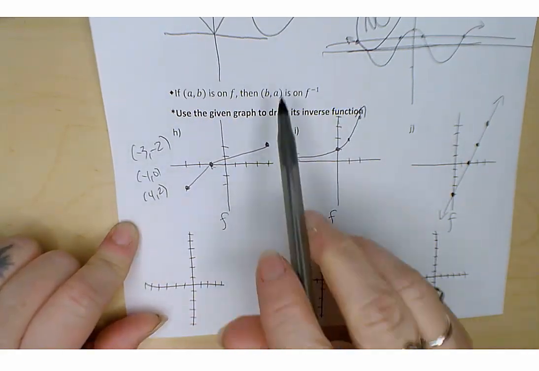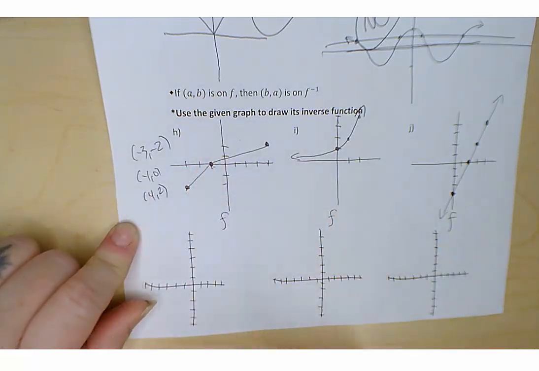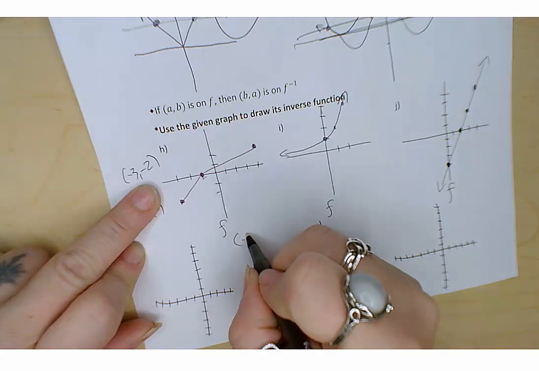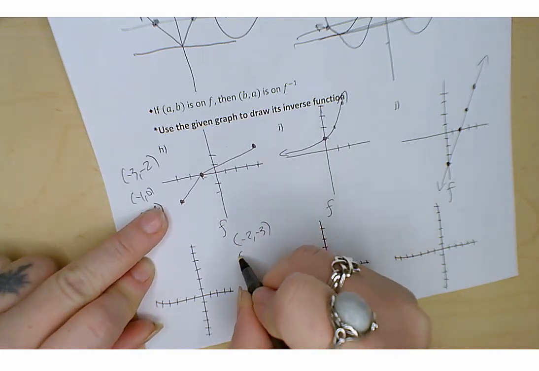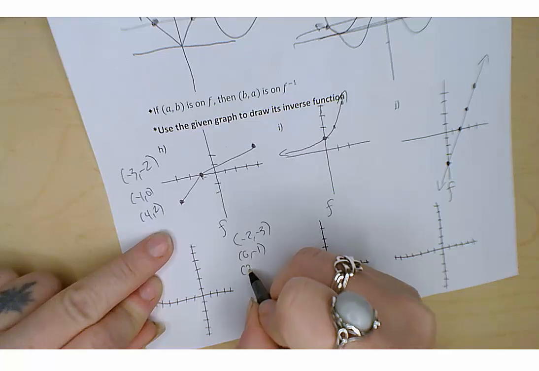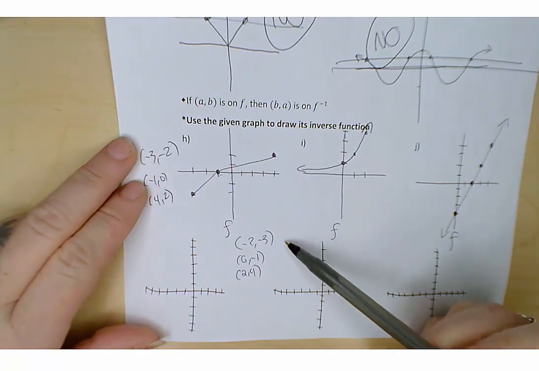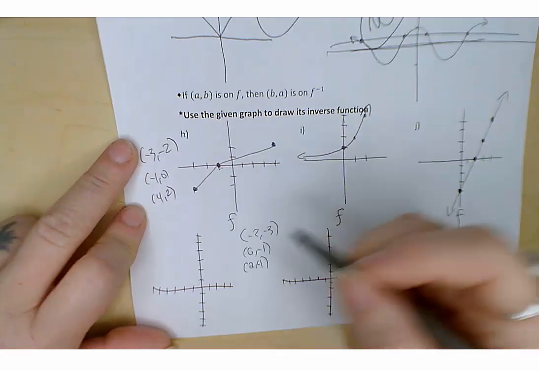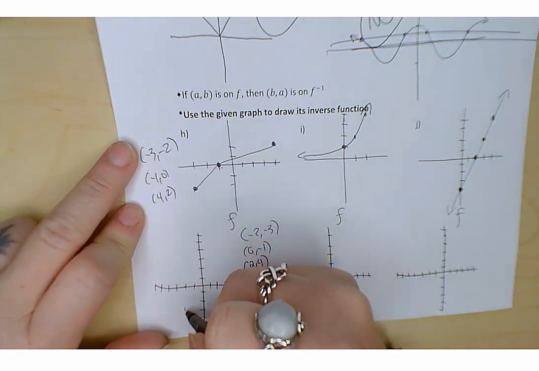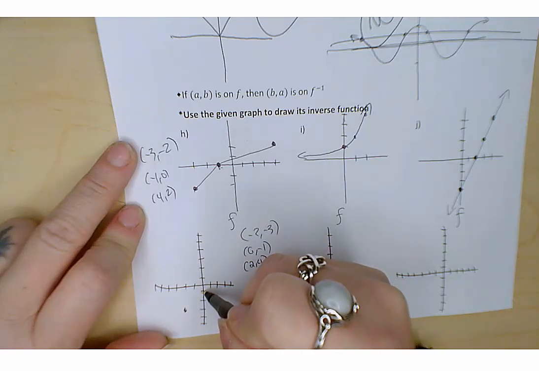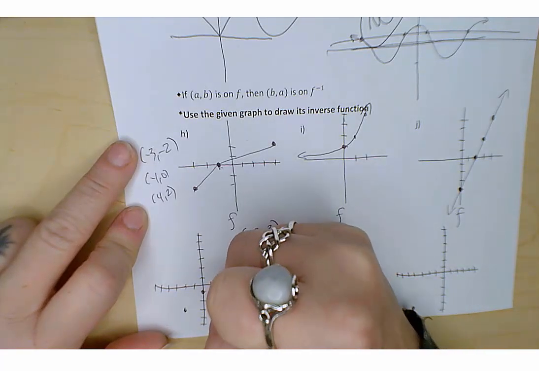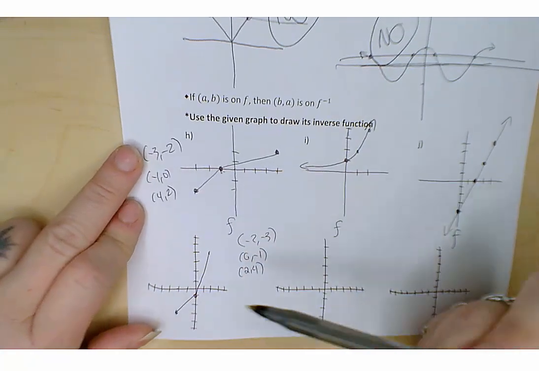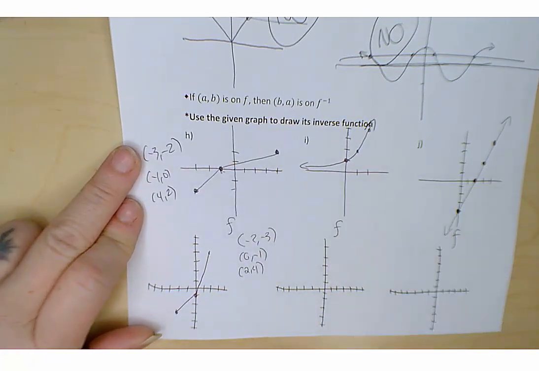What we need to do is just reverse those. Find (b, a), so flip these around. Instead of (-3, -2), we want (-2, -3). We want (0, -1), and we want (2, 4). Plot these points. That's going to represent your inverse function. So (-2, -3), (0, -1), and then (2, 4). Connect those dots, and this is the inverse of this graph.